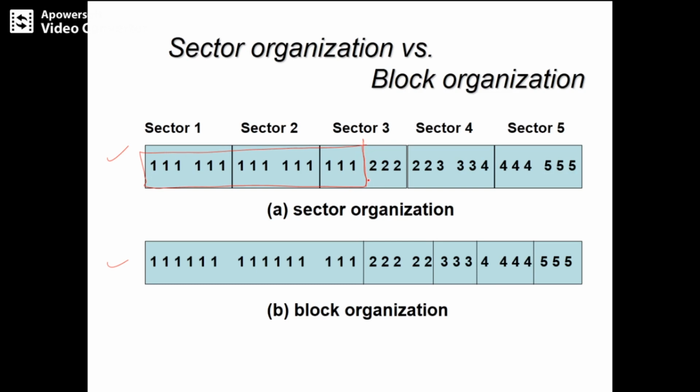Next I am continuing with record 2. It comes till this. I have 2's in my record 2. So my record 2 is this, which is spread across sector 3 and sector 4. My record 3 is this, which is spread only in sector 4. My record 4 is this, which is spread across sector 4 and sector 5. And then I have my record 5.